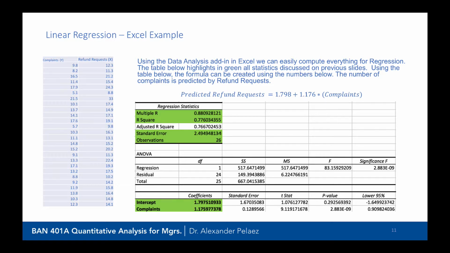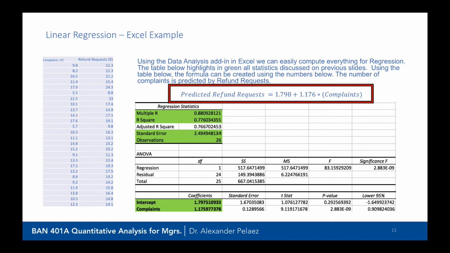We're going to jump down to the bottom, and we're going to see that it calculates the coefficients for us. And the coefficients there are 1.79, which is our intercept, and the beta for the complaints, which is 1.1759, which will round to 1.176. What we do is we take those values and we put them into our formula to get predicted refund requests. And that will give us, using the coefficients, 1.798 plus 1.176 times the number of complaints we have.